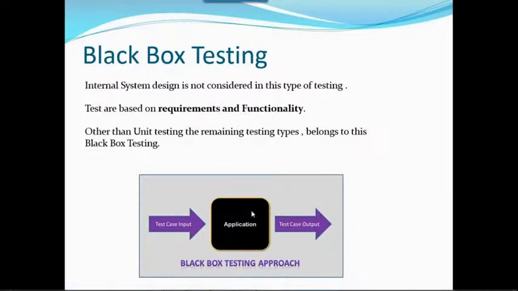This is one of the most important points, guys. Black box testing is done by whom? The testing team. Black box testing is always done by the testing team. Is it clear? This is one of the most important ones. Internal system design is not considered in this type of testing. Here we are not bothered about what code is written. But how will you test that application? The tests are based on requirements and functionality. They will provide the requirements, and based on those requirements we need to test that application. Understanding, right?